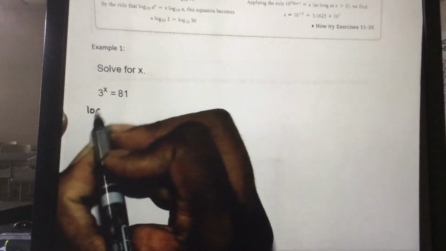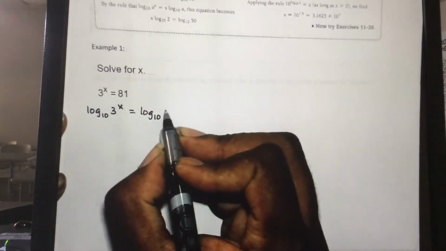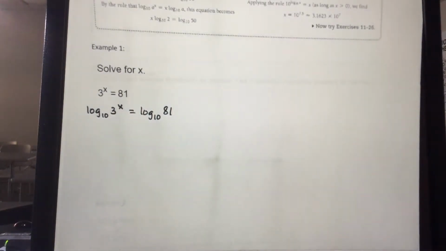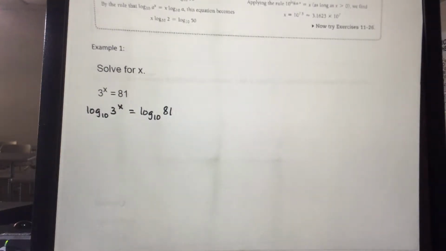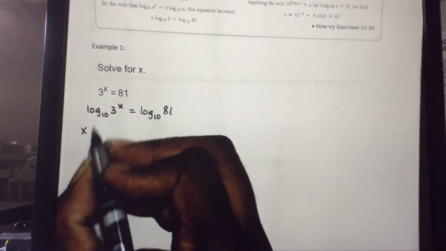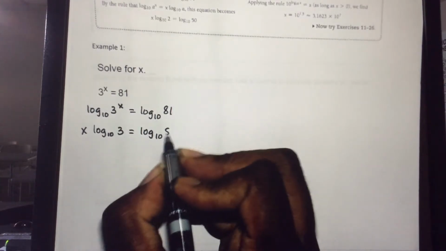Okay? Now, to solve this equation, we start by taking the logarithm on both sides. And we're going to take log to the base 10 on both sides. So here I'm taking the log to the base 10 on both sides of this equation. And then I'm going to apply the rule that says I can pull the exponent in front of the logarithm. We call that in college algebra the power rule. So when we pull the x out in front, it will be x times log to the base 10 of 3 equals log to the base 10 of 81.